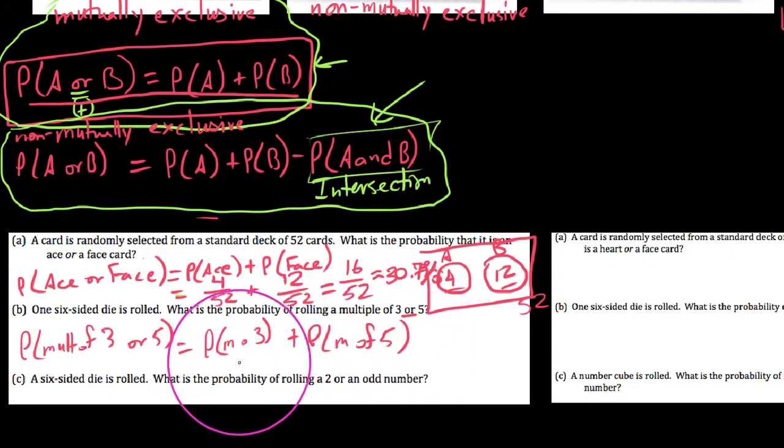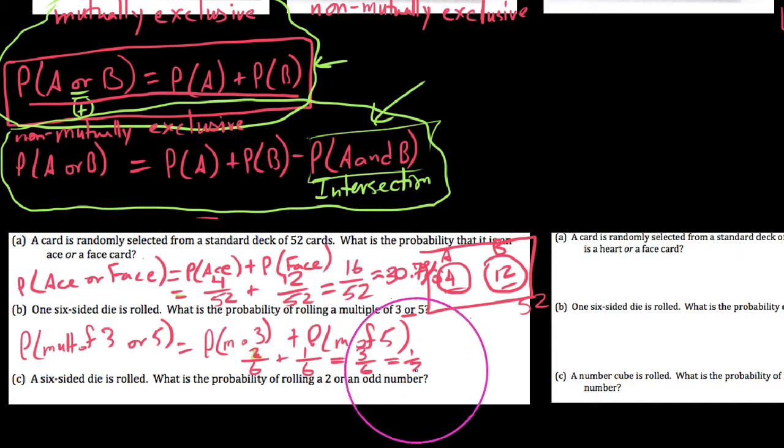How many numbers are multiples of 3 on a die out of 6? We say 2 of them. I'm thinking 3 and I wrote a 3, sorry. There are 2 numbers that are multiples of 3. Plus, how many are multiples of 5? There's only one number that's a multiple of 5, that's our 5. So how many total is this? We say 3 out of 6. This is a half, or 50%.